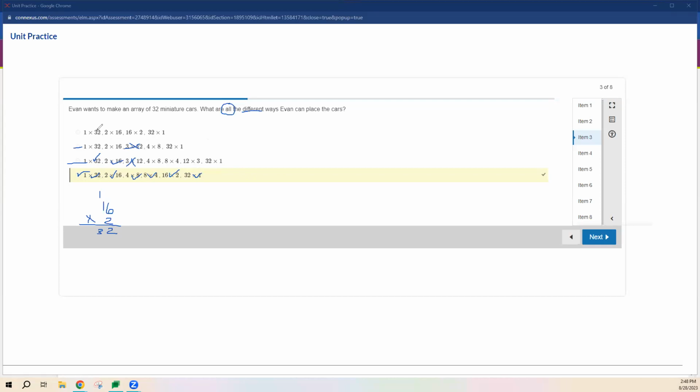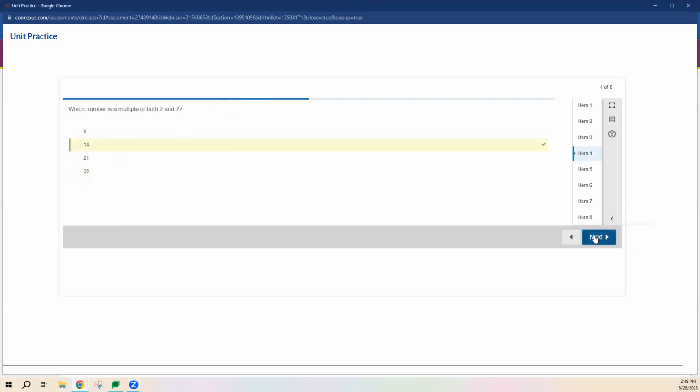In this one, 1 times 32, 2 times 16, 16 times 2, 32 times 1, all of those are different arrays we could make, but it's not all of the arrays because it's missing 4 times 8 and 8 times 4. So that's why that one's not the right answer. Okay. The last answer choice is the only one that has all of the arrays. Make sure we read really carefully.